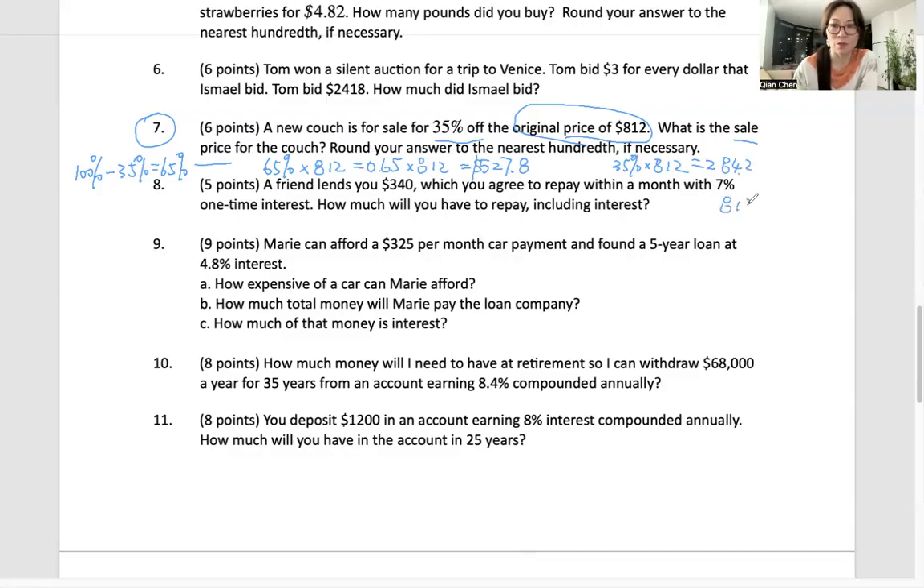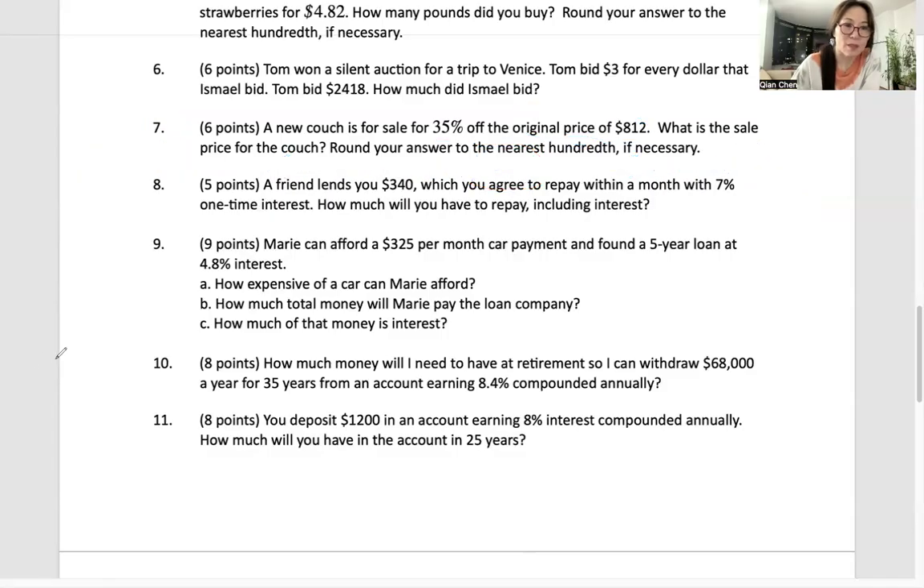Then you subtract from the original price. Original price is 812. You minus 284.2. You also get $527.80. Okay, either way, the answer should be $527.80. That's for 7. Now let's say 8.